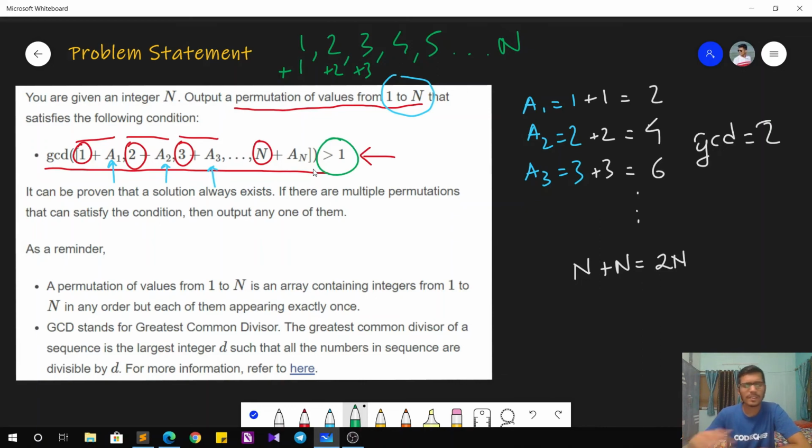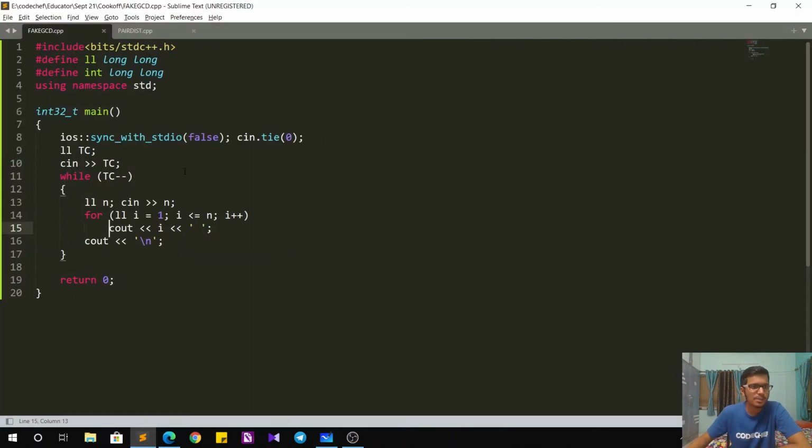Pretty much easy. There are many more solutions like these, but this is the easiest one to observe. So let's now see the implementation. The implementation is pretty simple. We just take the input for the number of test cases, then the input for n, and then we run a for loop from 1 to n and simply output the numbers space separated. And that's it. We are done with the implementation.